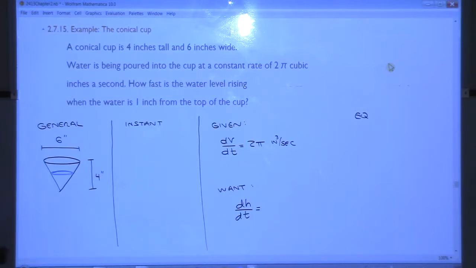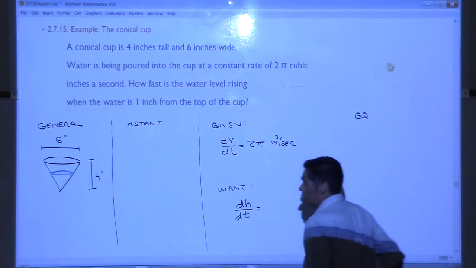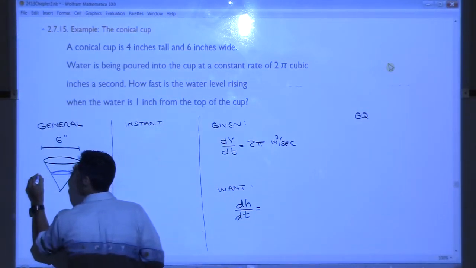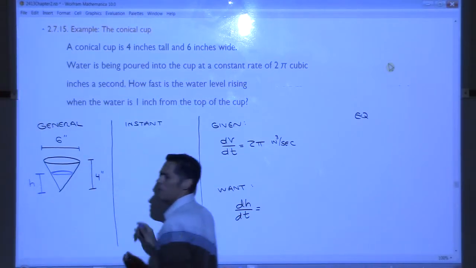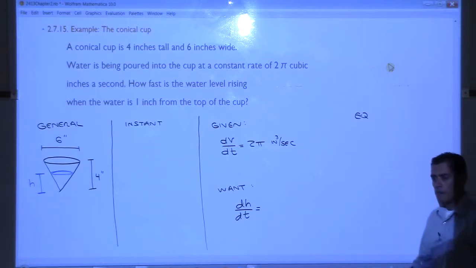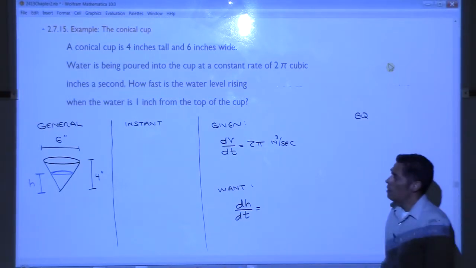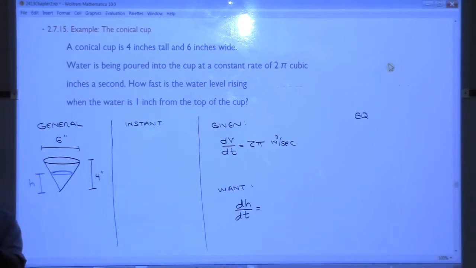It's the height of the water, right? Not the height of the cup, but the height of the water. So I'm going to label that over here, the distance from here to here. That would be the height of our water. Question: would that be three inches? Okay, so that would be 3 inches at the instant that we're talking about.